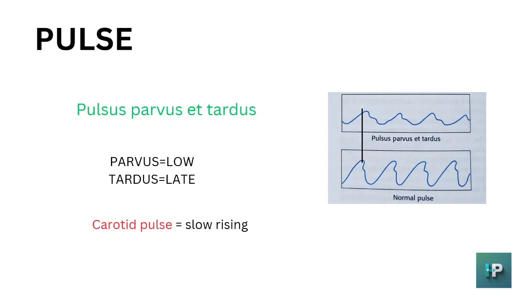And what is tardus? Tardus is delayed peaking. Due to stenosis, the blood flow is slow and peaking will be delayed. And the carotid pulse will be slow rising. It's also the same: due to the stenosis, the blood flow will be slow.